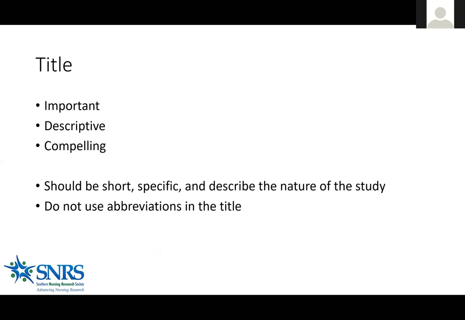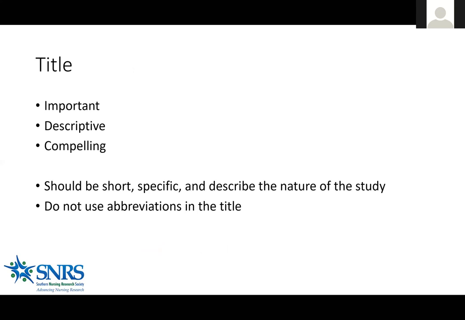So you need to come up with a title for your abstract. And this is not just something that is seen by the reviewer when they review your abstract, but it's also what's listed in the program. And so it's what draws people to even see your talk or your poster during the conference.